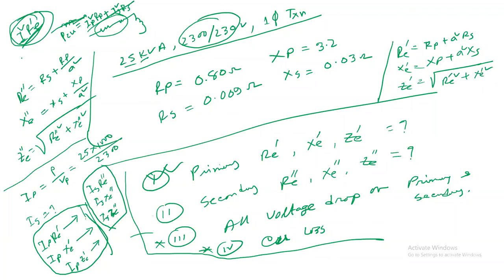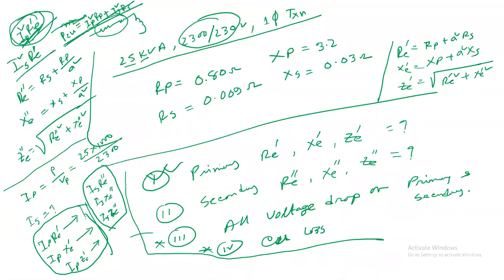Sir, what do you mean by CE loss or copper loss? This is the copper loss. This is the primary part resistive and secondary part resistive drop. This is the copper loss. Okay, and if you find out this, or this, this is the IP. So IS square RE double prime. These all are the same.